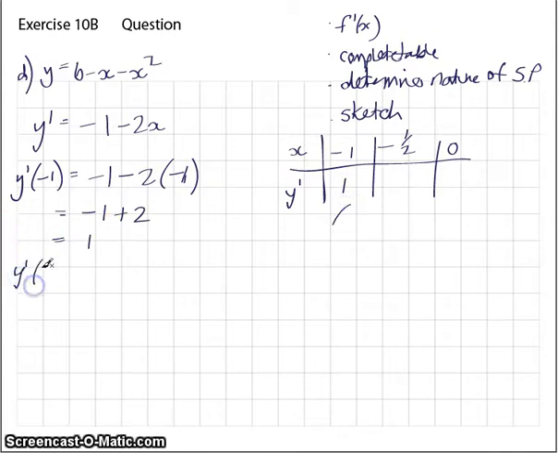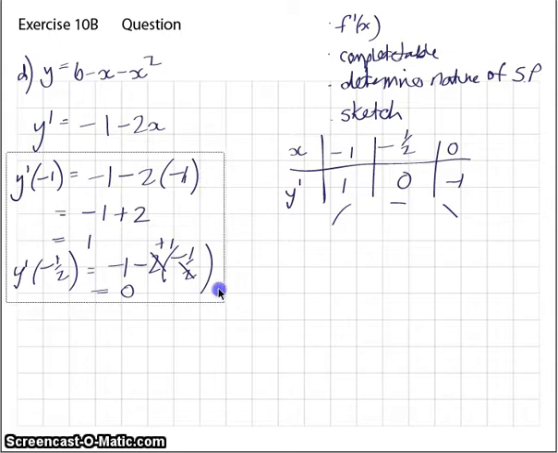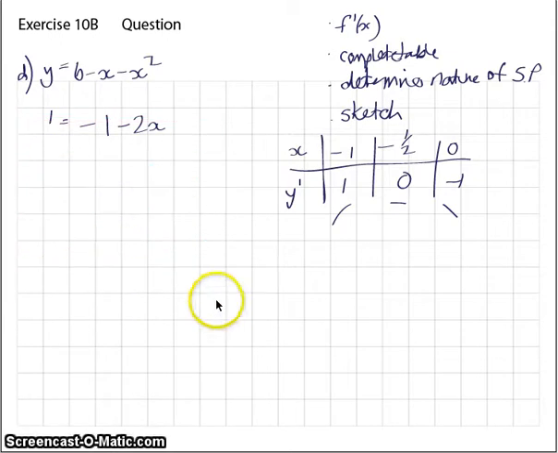We've also got y dash of minus 1/2. Well, that means we've got minus 1 minus 2 times minus 1/2. 2 times 1/2 is 1. Minus times a minus is a plus. So I've got a plus 1 here. Minus 1 plus 1 is 0. The last point to work out is when x is 0, and that's easy. We can see that's going to be minus 1. So we get 0 and then negative. So that's what we're looking at.